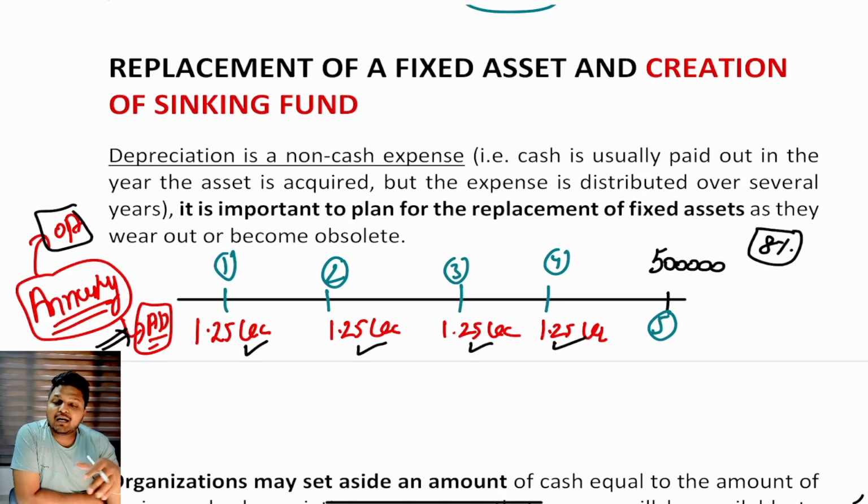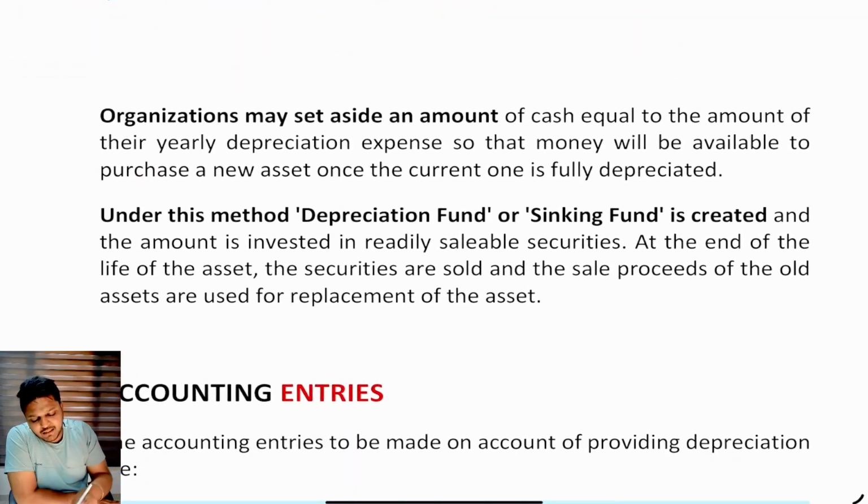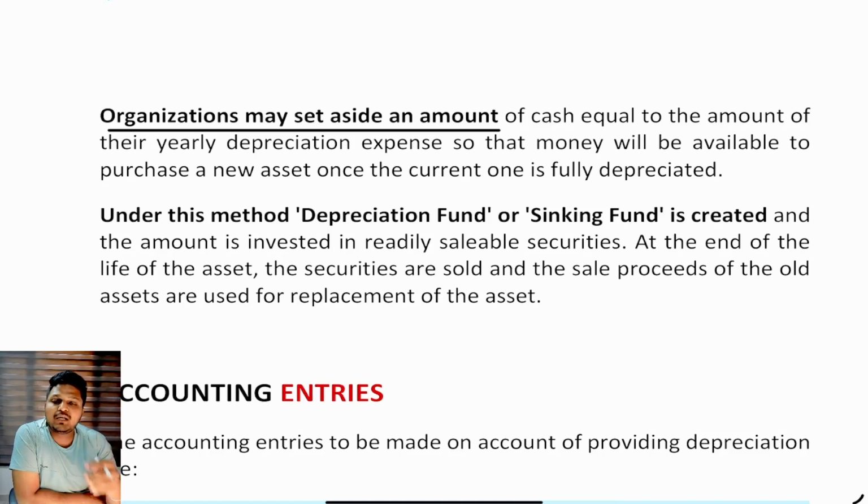And what I want is that after 5 years, I'll be having rupees 5 lakh with me. So what is this forming? This is said to be the sinking fund. So organizations may set aside an amount, cash equivalent to whatsoever the depreciation is being charged as an expense on their asset, so that the money is available with them at the end of the useful life of the asset, so that they can replace the current asset with the new one, right? So under this particular method, the depreciation fund or sinking fund is actually created. Sinking fund is nothing but the amount of depreciation that you're keeping aside.